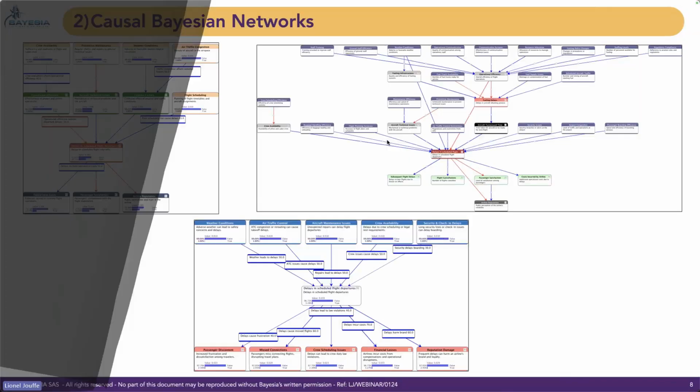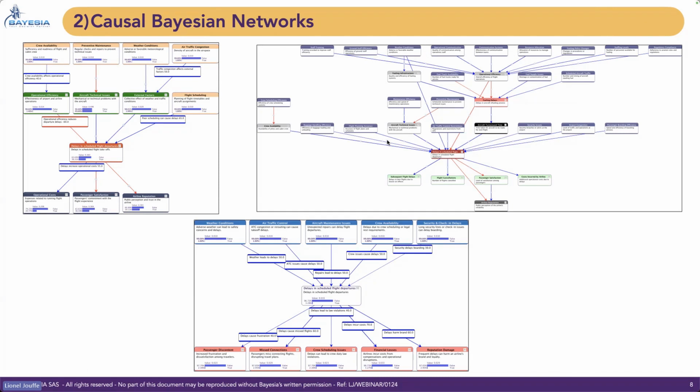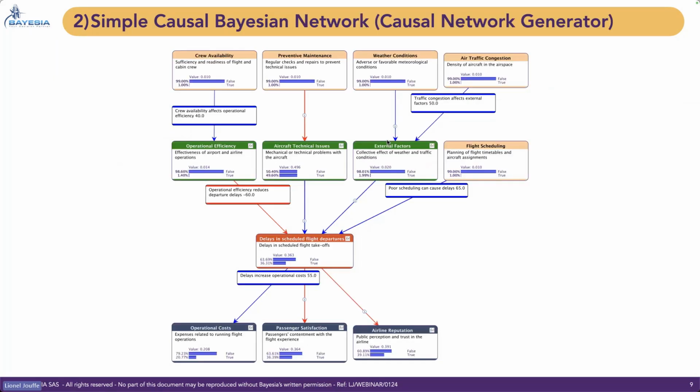So now let's switch to causal networks, right? I'm going to show you three different causal networks. The first one is going to be the simplest version. Then we are going to have on the right the larger one, and we are going to conclude with the one at the bottom, right? The first two are built with the causal network generator, and the last one with the causal relationship file. So here, let's start with what I call the simplest version.